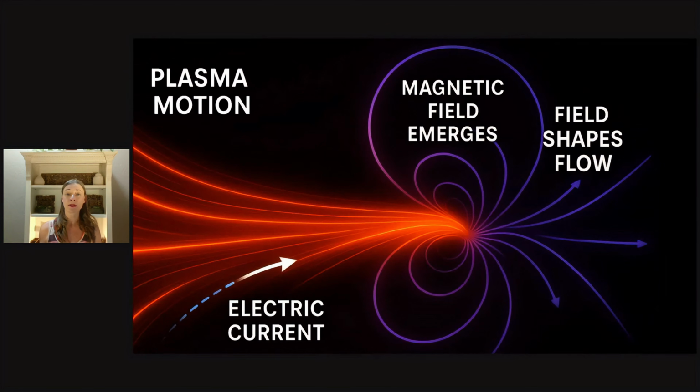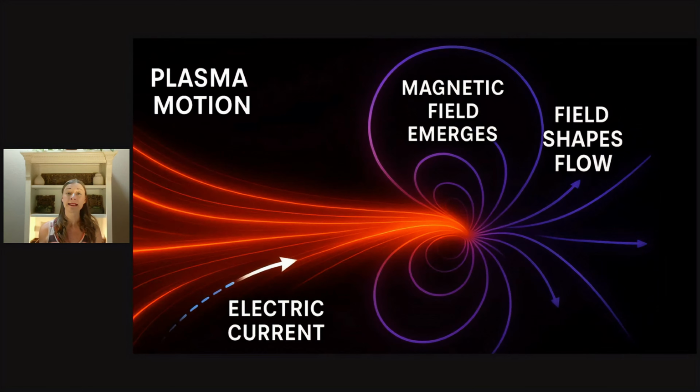In this diagram, you're seeing that relationship in action. Plasma carries electric currents, and those currents generate magnetic fields. But those fields don't just sit still, they push back, guiding the plasma, bending its shape, and shaping its motion. It creates a dynamic feedback loop. The plasma creates the field, the field reshapes the plasma, and the cycle continues.